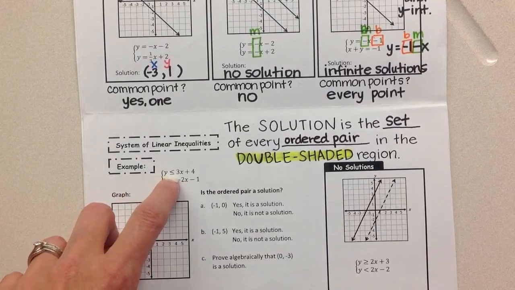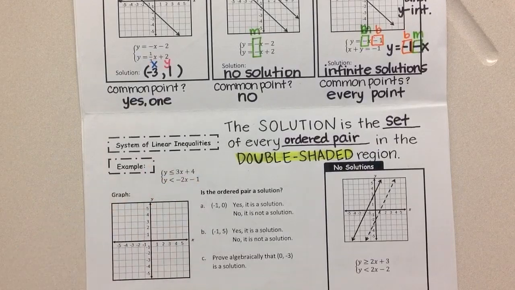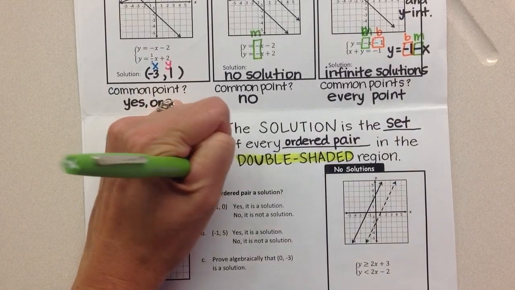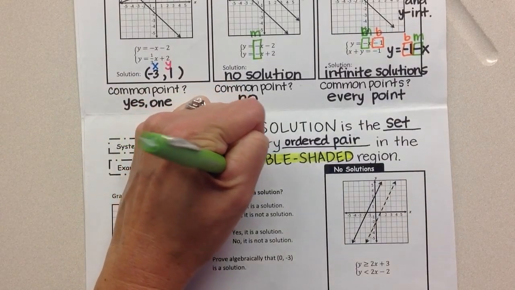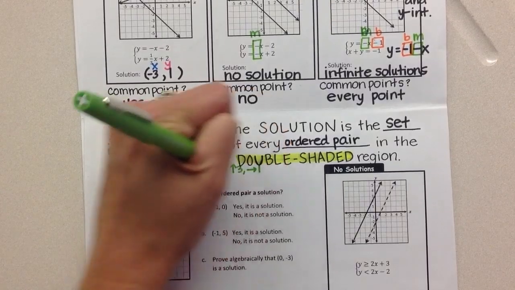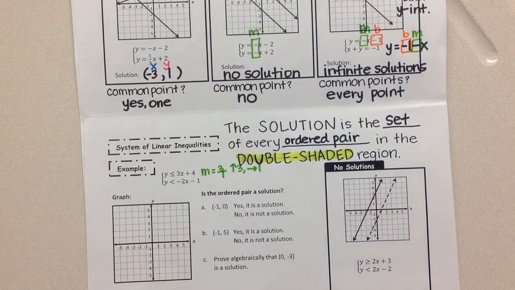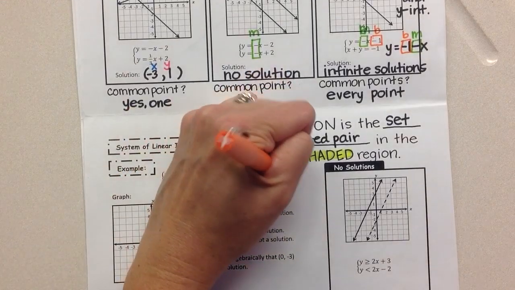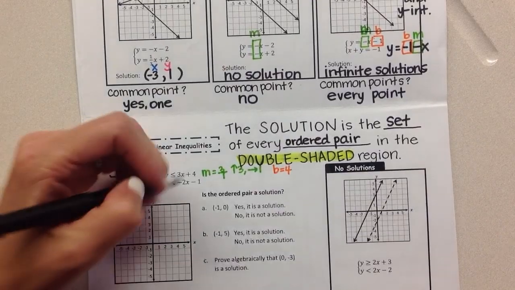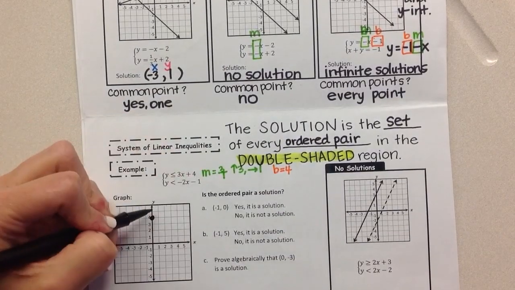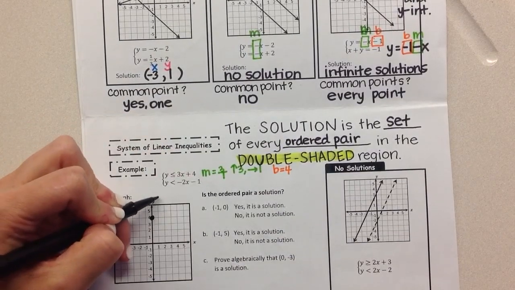So I've got y is less than or equal to 3x plus 4. So let's take a look at that. My slope is 3, and that's going to tell me up 3, right 1, because if I make this a fraction, it's really going to be 3 over 1. But I need to know where I'm starting. I'm starting at a y-intercept of 4. So I'm going to go to the y-axis at 4, make a point, and now go up 3, right 1. Up 3, right 1. I'm off the graph.